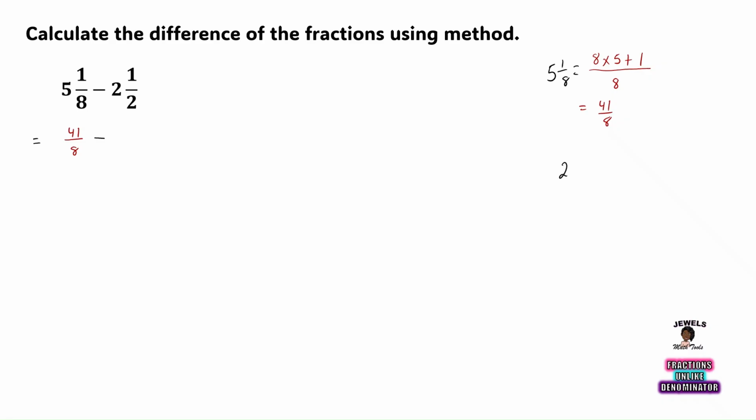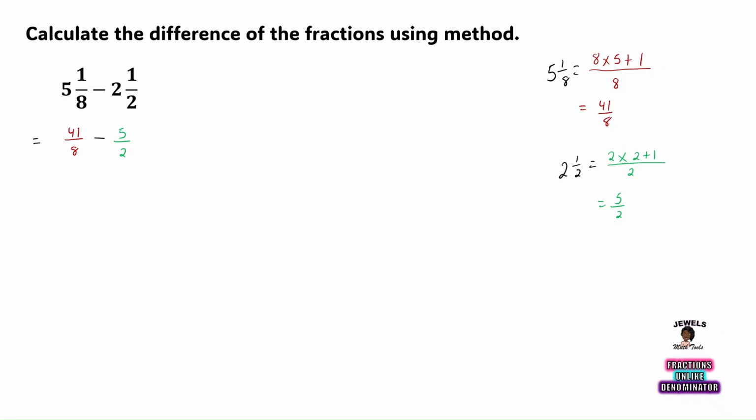So we have 2 and 1/2. And just like we did before, we're going to multiply our denominator of 2 times our whole number of 2 and then add our numerator of 1, and this will remain over our denominator of 2. So we have 2 times 2 is equal to 4, and 4 plus 1 is equal to 5, and that's 5/2. And let's plug that back into our equation as well. So now let's begin our calculations.